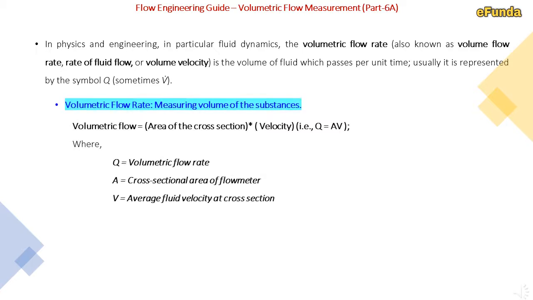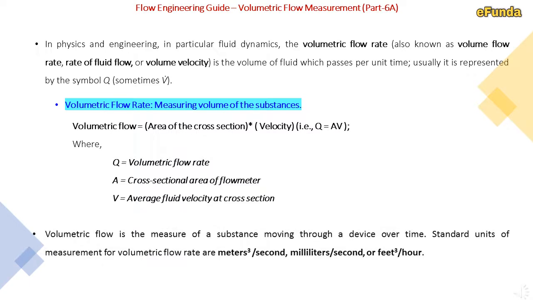Volumetric flow rate is the measure of the volume of substances, and its mathematical expression is: volumetric flow is equal to area of cross section multiplied by velocity of the fluid passing through the pipe, that is Q equals A times V, where Q is the volumetric flow rate, A is the cross sectional area of the flow meter, and V is the average fluid velocity at the cross section.